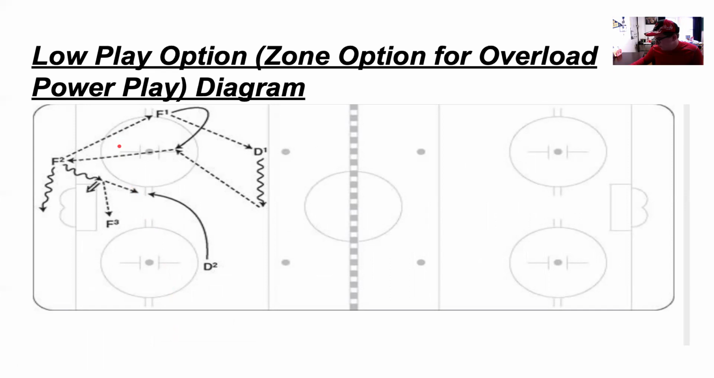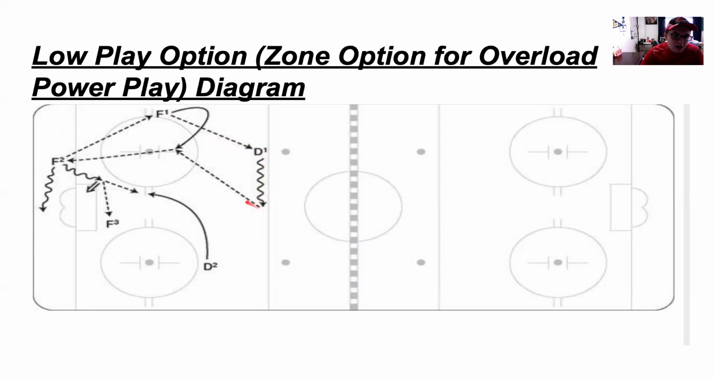So let's take a look. F2 has the puck and passes to F1, and once that pass is made, F2 is going to come behind the net here. F1 is going to take that pass and make that pass to D1.